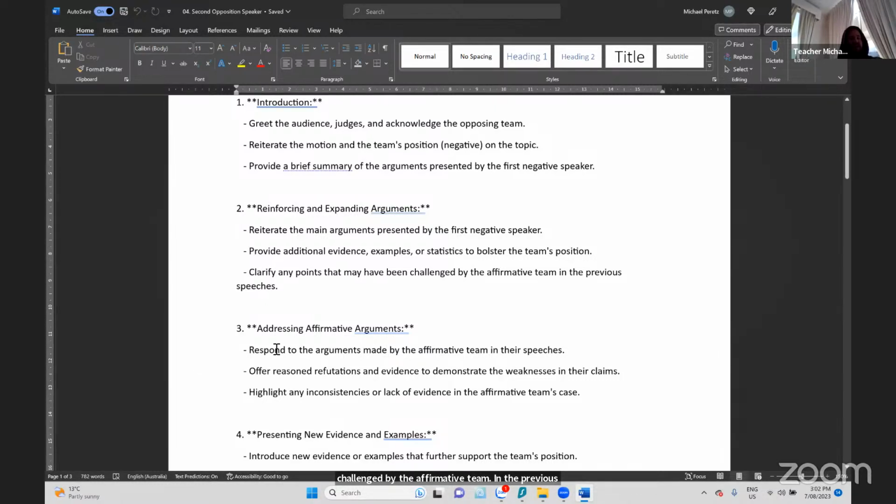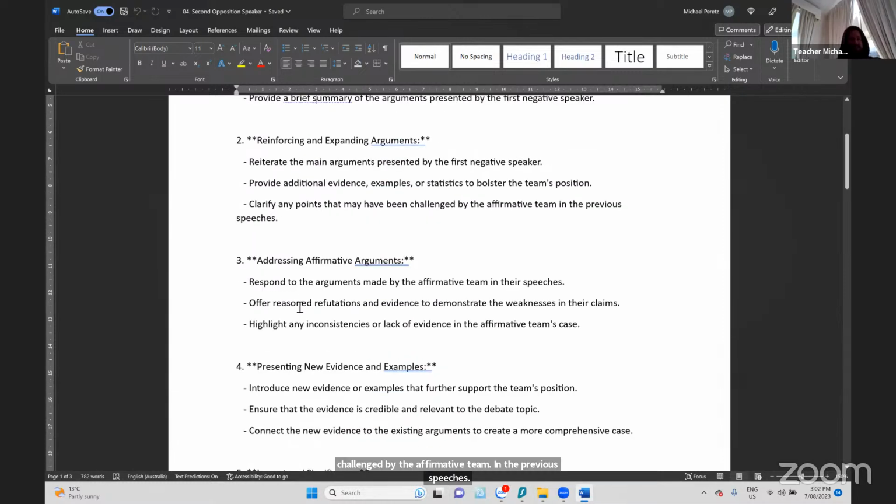Next, you need to address the affirmative arguments. So you need to respond to the arguments that have been made by the affirmative team in their speeches. You need to offer reasoned refutations why they're wrong, and offer evidence to demonstrate the weakness in their arguments. And then you need to highlight any inconsistencies or lack of evidence in the affirmative team's case.